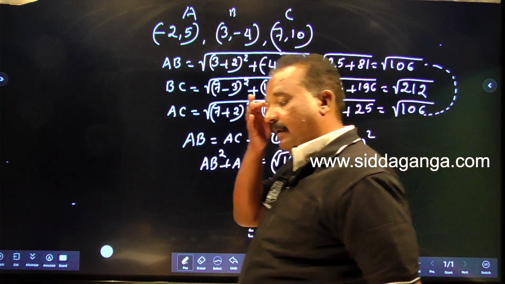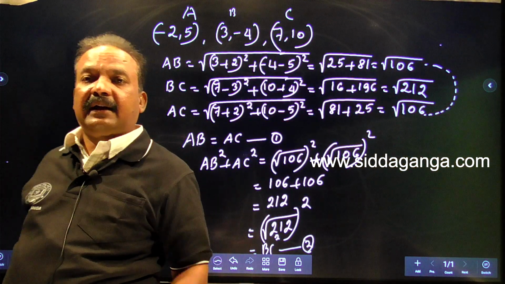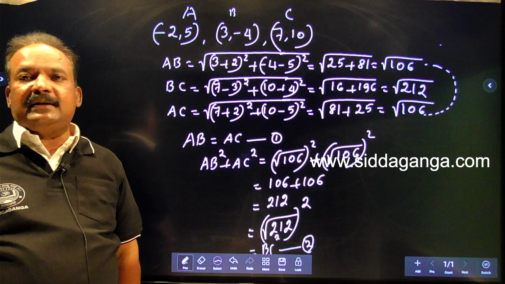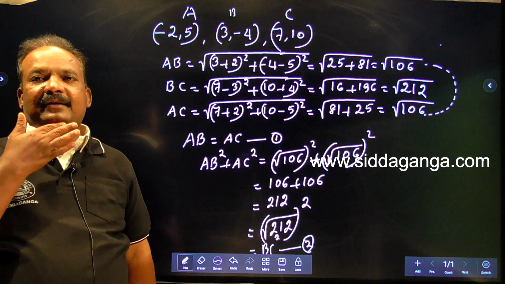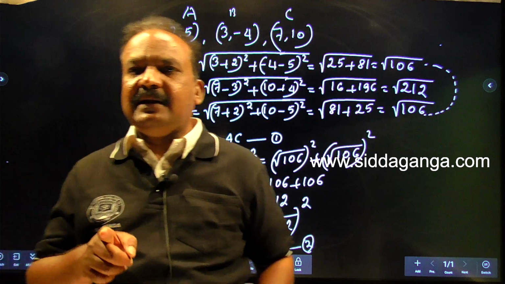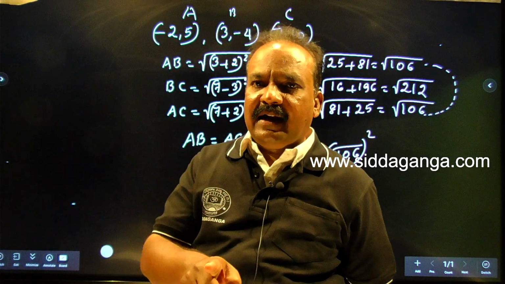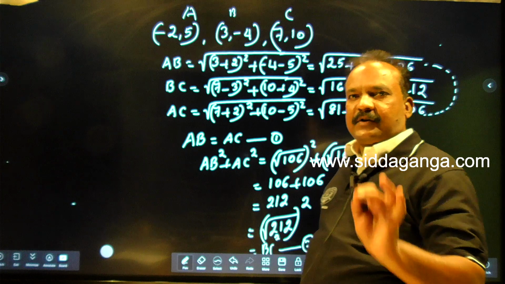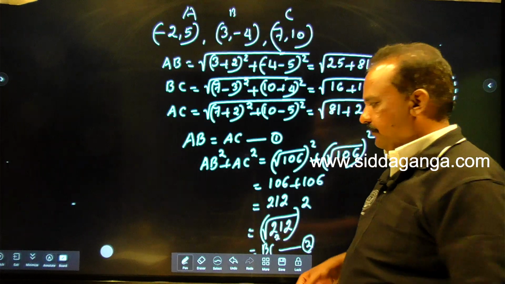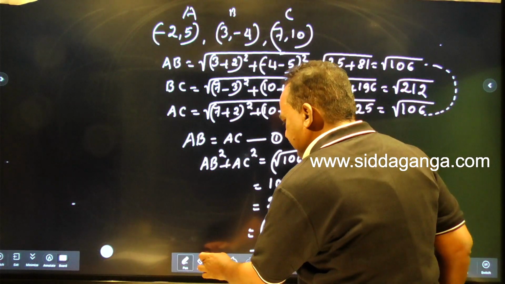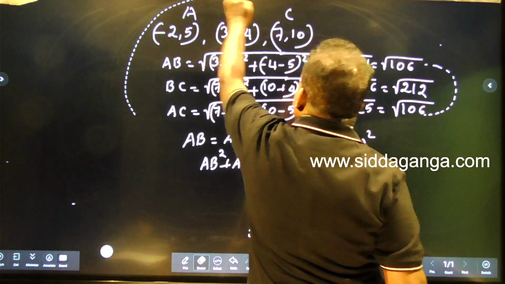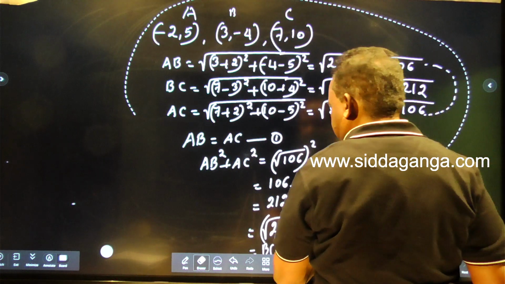From statement 1, we can say that the triangle is isosceles. From statement 2, we can say that the triangle is right angled. From statements 1 and 2, we can conclude that the triangle is an isosceles right angled triangle. So this is about the concept of triangles. Next.